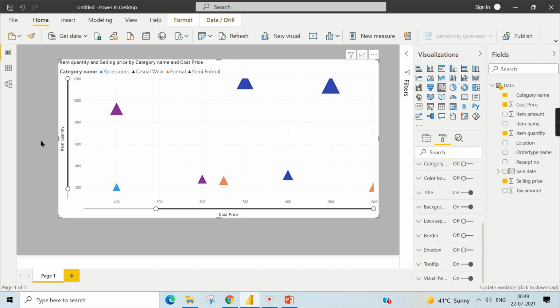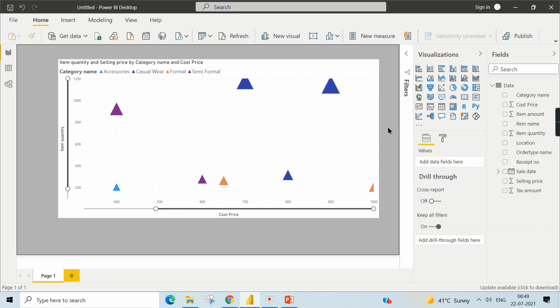I hope you understand the scatter bubble chart and when to use it.